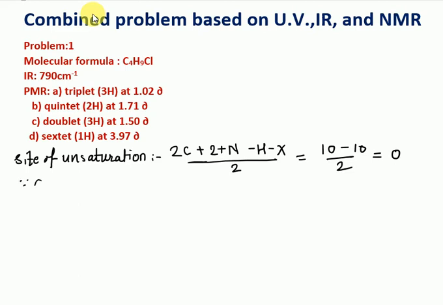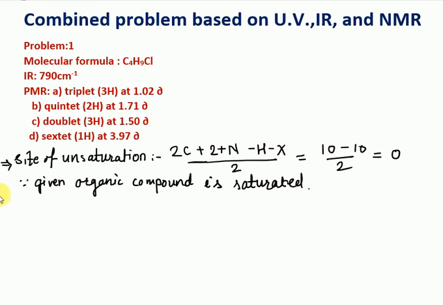So if the site of unsaturation is 0, it means no unsaturation is there, which means the given organic compound is a saturated organic compound. So this is the first step, to determine the site of unsaturation.